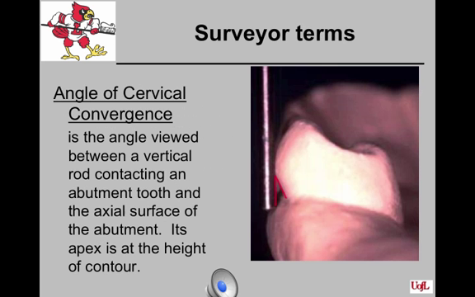The angle of cervical convergence is the angle viewed between the vertical rod contacting the abutment tooth and the axial surface of the abutment. Its apex is at the height of contour. Anything below that area is into an undercut on the tooth.